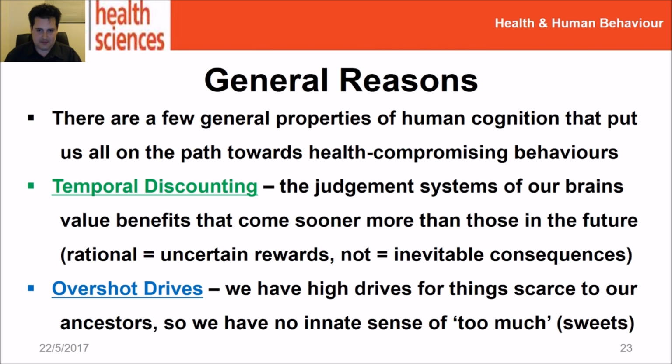Our judgment systems in our brains are designed to weigh up costs and benefits in a way that is calibrated for our distant evolutionary history. In a way where if you're not certain you're going to get a certain outcome in the distant future, people might renege on their promises, harvests might not come in, things like this. It makes sense to get what you can now.